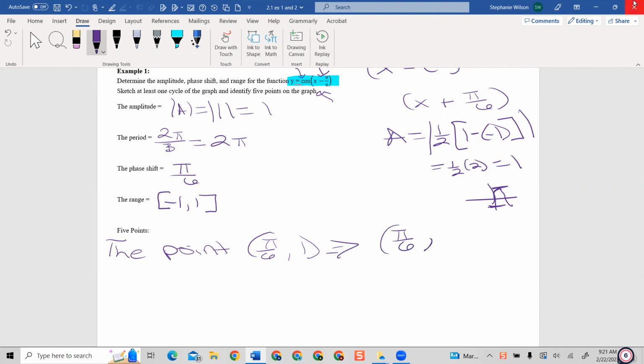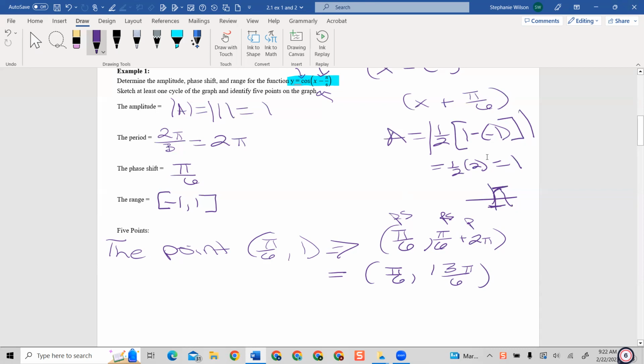And then for this next point, I'm going to take my phase shift and add on my period. So my phase shift here, plus the period. I'm just going to rewrite it here, which gives me pi over 6, 13 pi over 6. Okay, so now I got my first point. Let's move on.